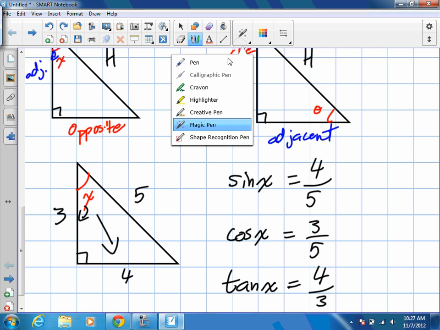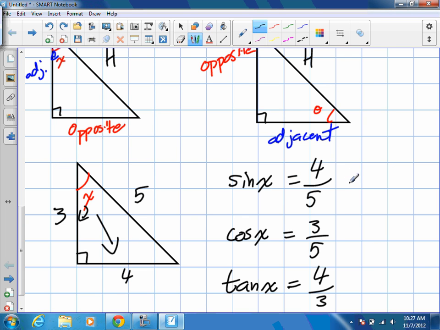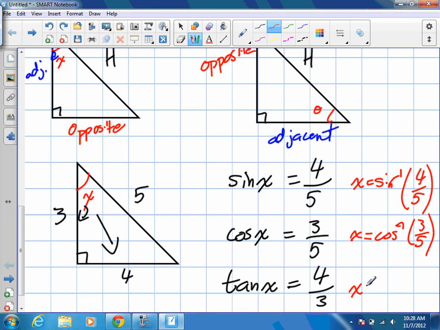Okay? So, in order to solve this x, we'll do it in red. x would then be equal to sine inverse of 4 over 5. Or if we're looking for x here, we'd be looking at cos inverse of 3 over 5. It's supposed to be to the -1. I don't know why the computer's doing that. And finally, x over here would be considered tan inverse of 4 over 3.